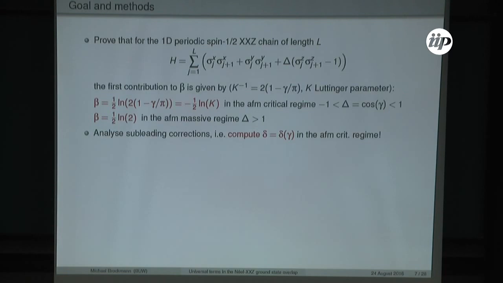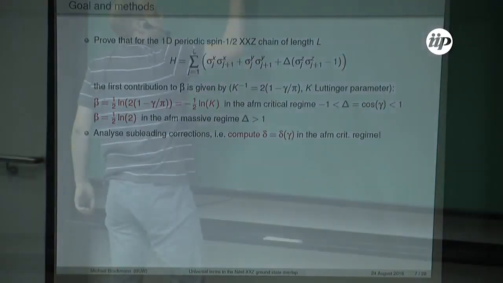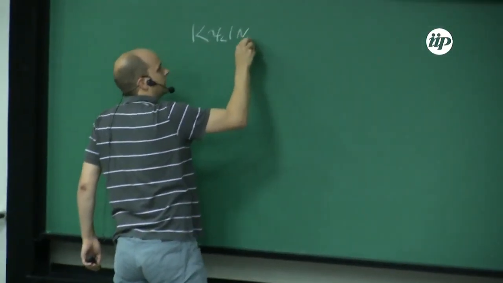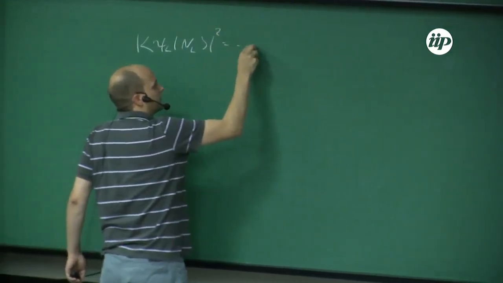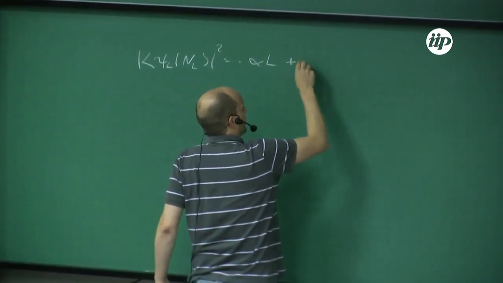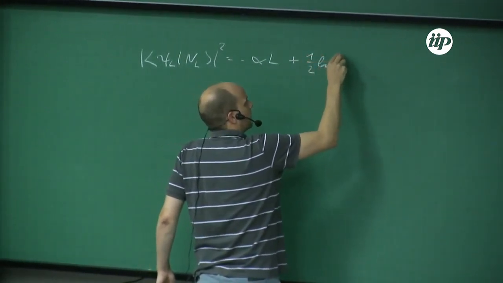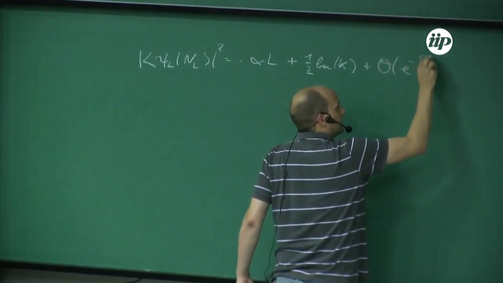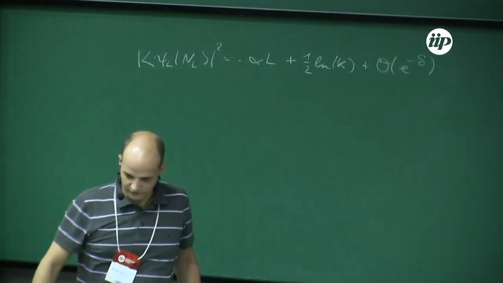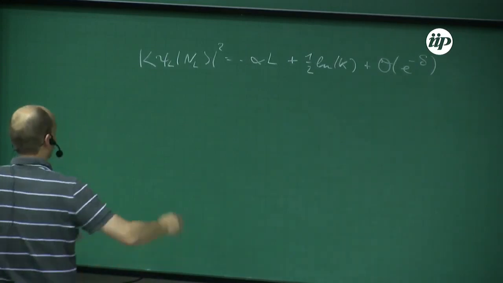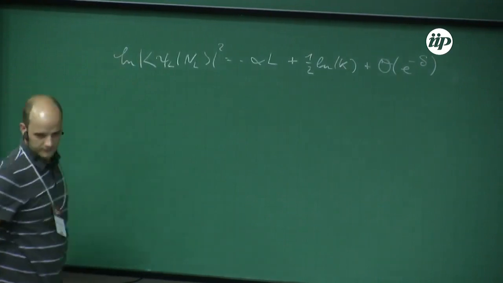Maybe as a guideline I state the goal. So this overlap squared is given by minus alpha L minus beta, so it is plus 1/2 log k plus O of e to the minus delta with a positive delta. So you're right, sorry. Yes.